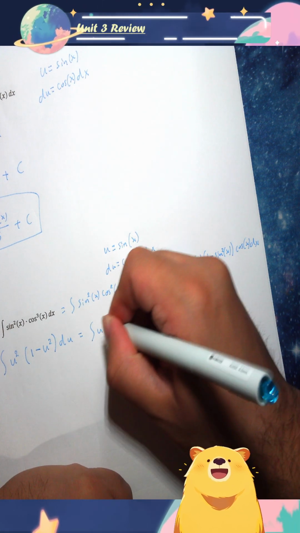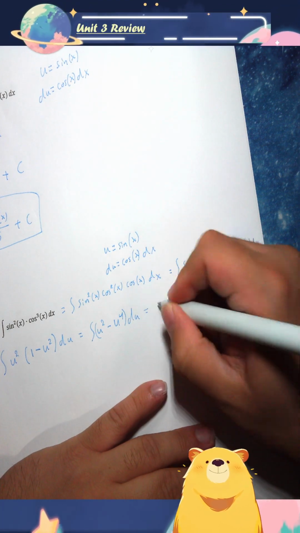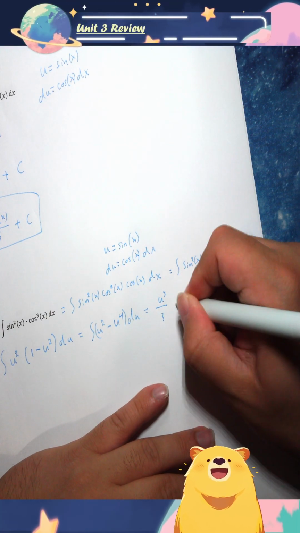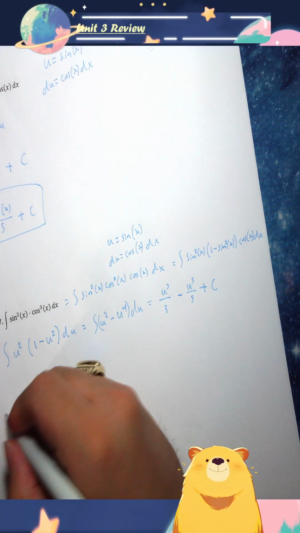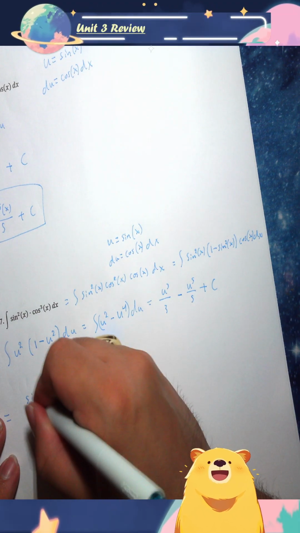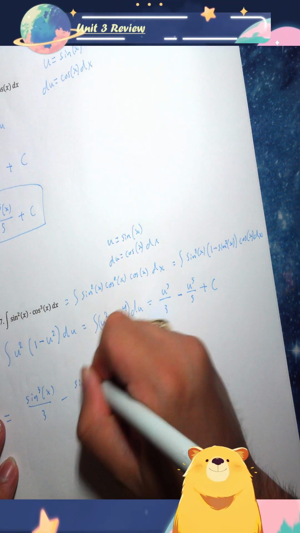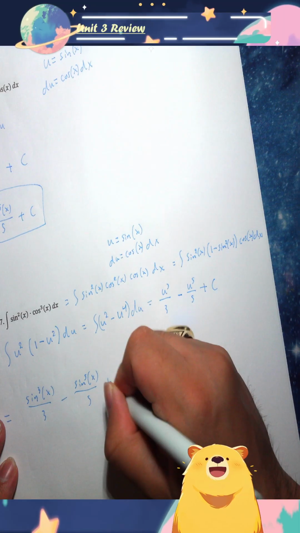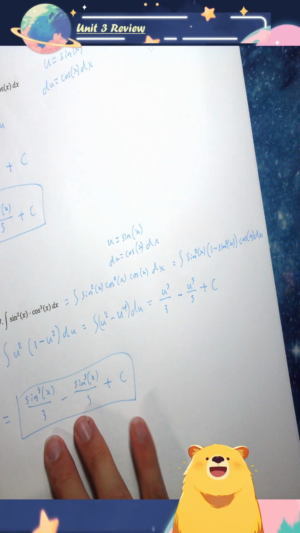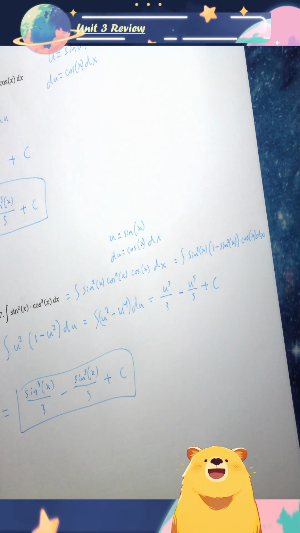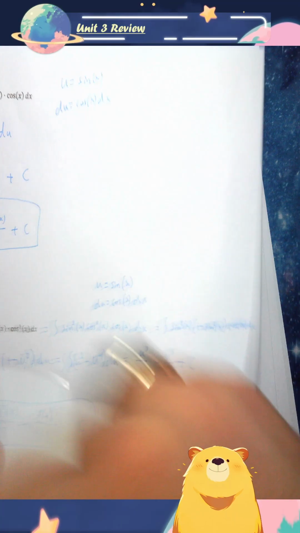Distribute the u squared to be u squared minus u to the power of 4 du. U to the power of 3 over 3 minus u to the power of 5 over 5 plus c. And then the last step is to plug back in u. So sine 3 of x over 3 minus sine 5 of x over 5 plus c. Okay, all right. Hopefully that's been up to speed. I think that's the last.